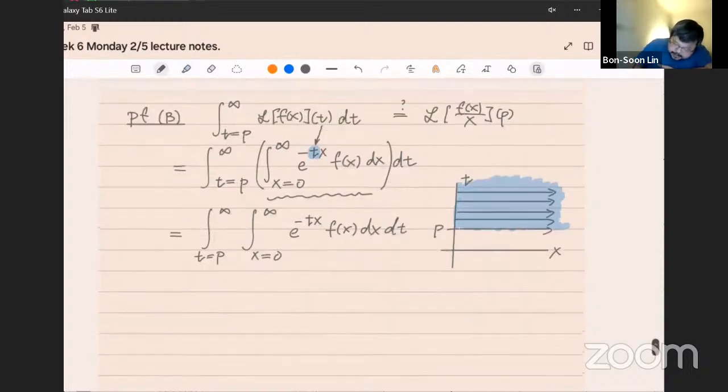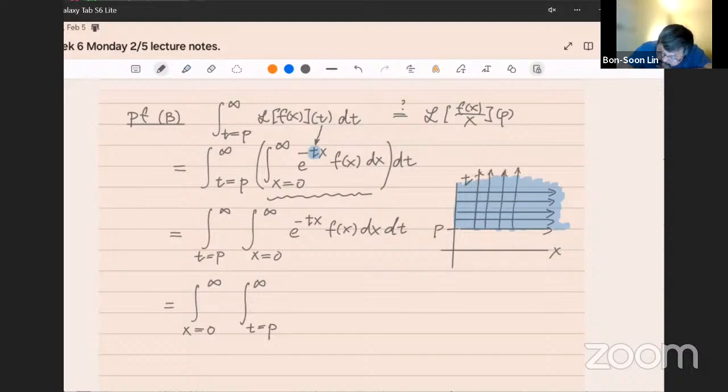Now to interchange this, if I interchange, x is now on the outside. Now x is going from 0 to infinity, but because this is considered a rectangular region, we can directly interchange the integral without any loss, right? Imagine for each x value, t just goes from p to infinity, going vertically up. So there's nothing bizarre like the first one. I can just interchange this because these are just rectangular regions.